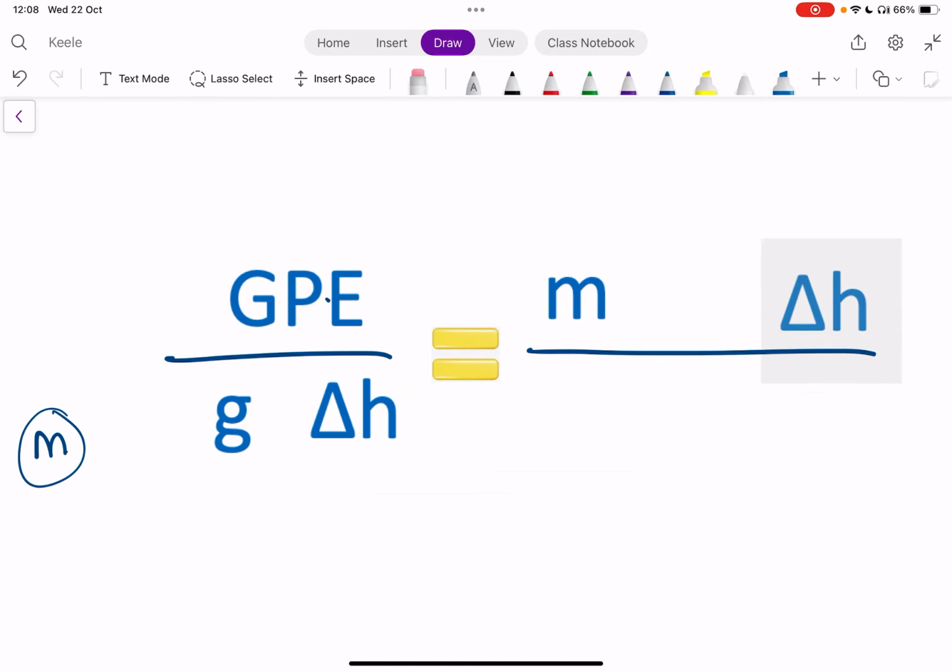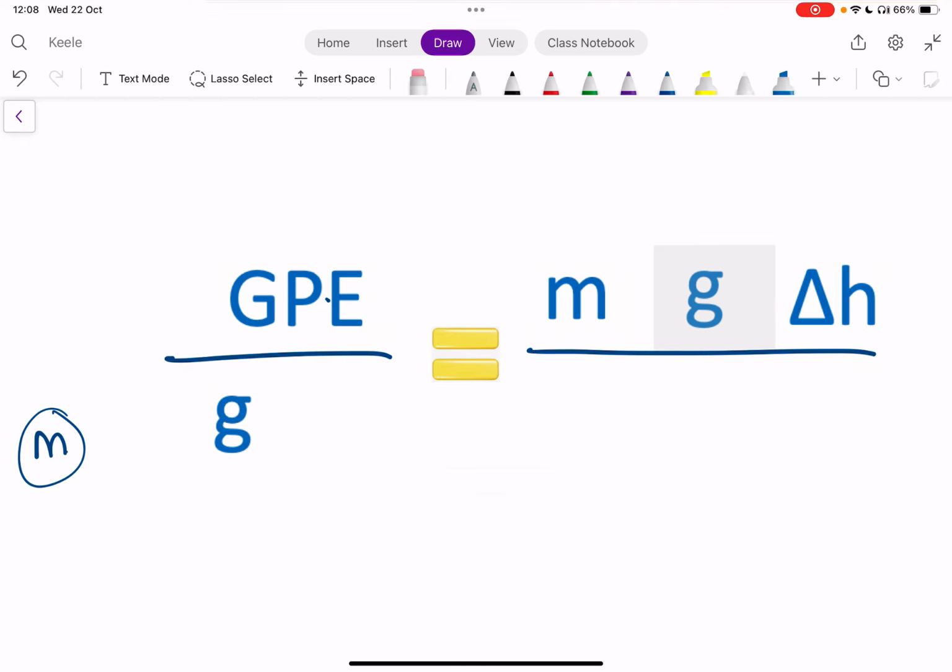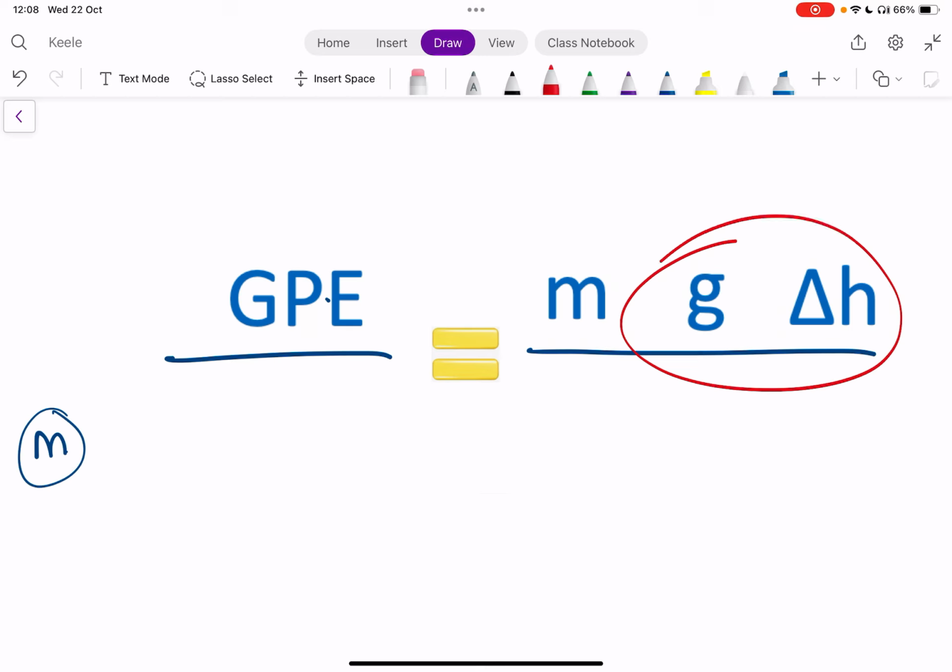But in actual fact, you could save yourself a little bit more time when you become confident with these and go, well, this is M times G times change in height, delta H. But this is just M times this thing I don't need. And M is multiplied by this thing I don't need. So just pick the whole lot up, move it all together.